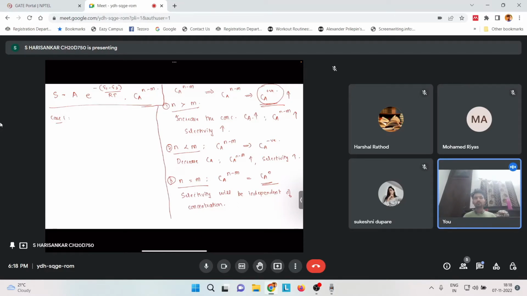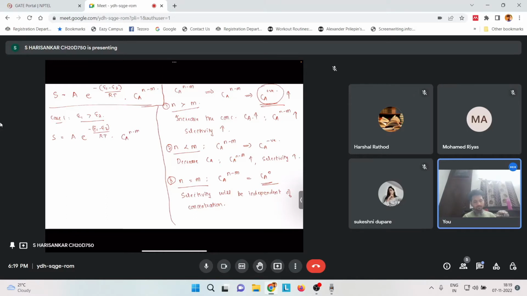Now we were looking into how we can manipulate it based on the temperature and activation energies. So let's take case 1, E1 greater than E2. So that means the activation energy of reaction 1 is greater than the activation energy of reaction 2. In this case, S is equal to A e raised to minus (E1 minus E2) by RT, Ca raised to n minus m.